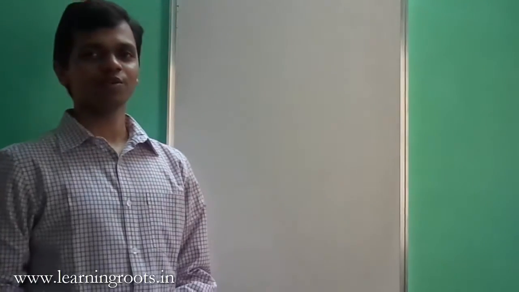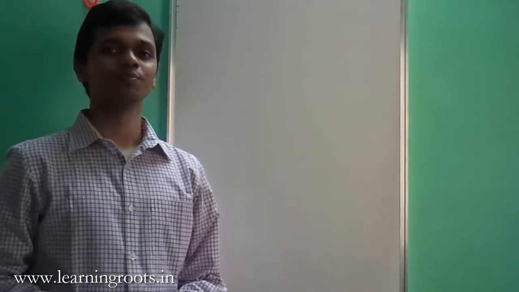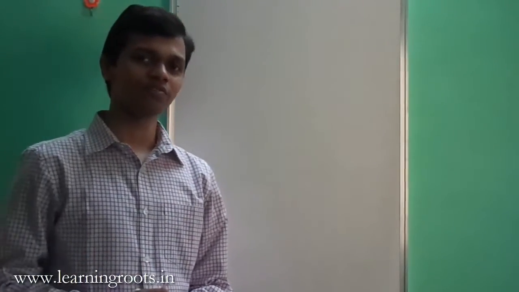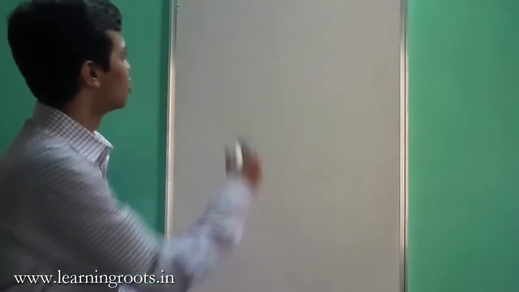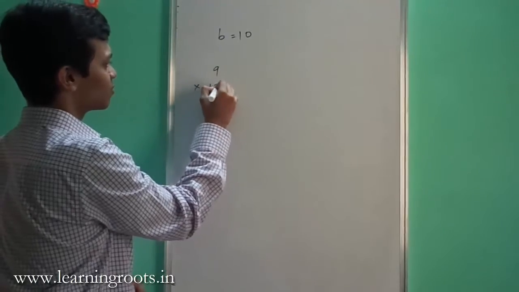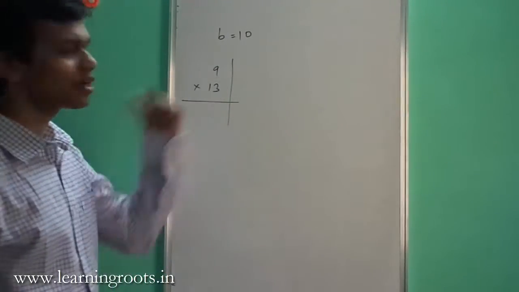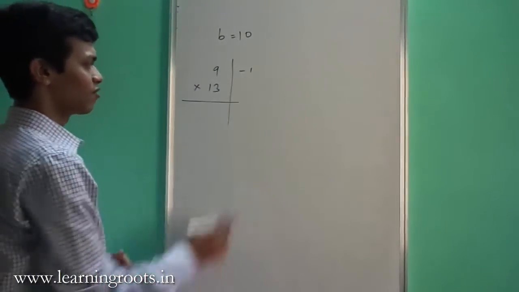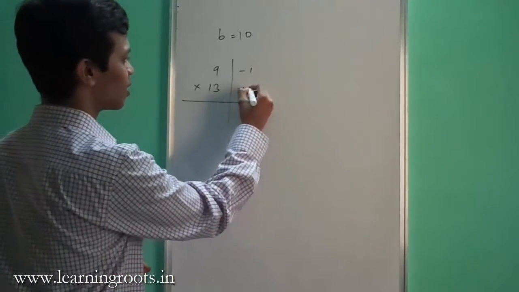So in this video we are going to look at multiplication of numbers close to a base when one number is above and the other number is below the base. Let's say base is 10 and your numbers are 9 and 13. Now if I compare 9 with 10, I get minus 1. If I compare 13 with 10, I get plus 3.